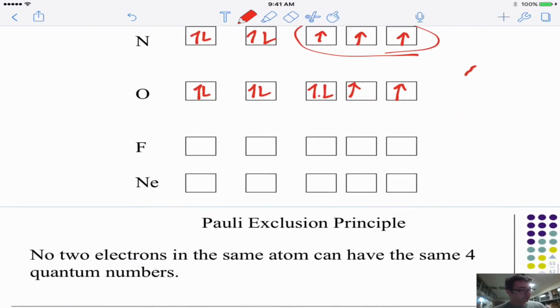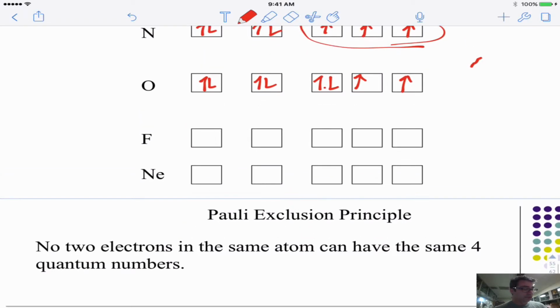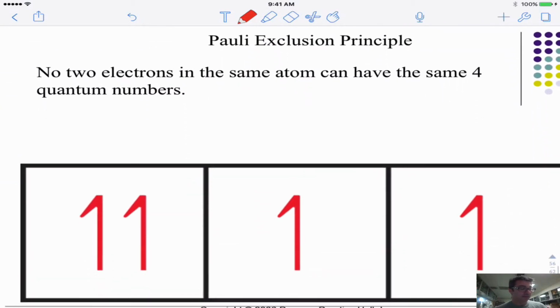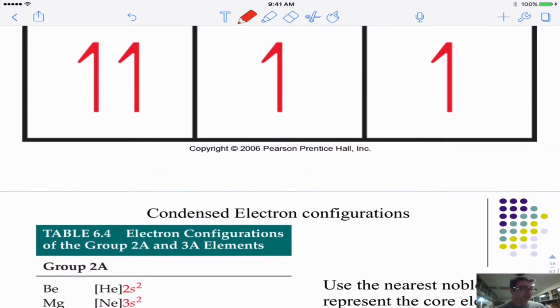Okay, you can do fluorine and neon to get an idea of what's going on with those. Now, the other rule that's followed is you'll notice that in each of these boxes, in each of these orbitals, I will put different spins. I will put an arrow going up and an arrow going down.